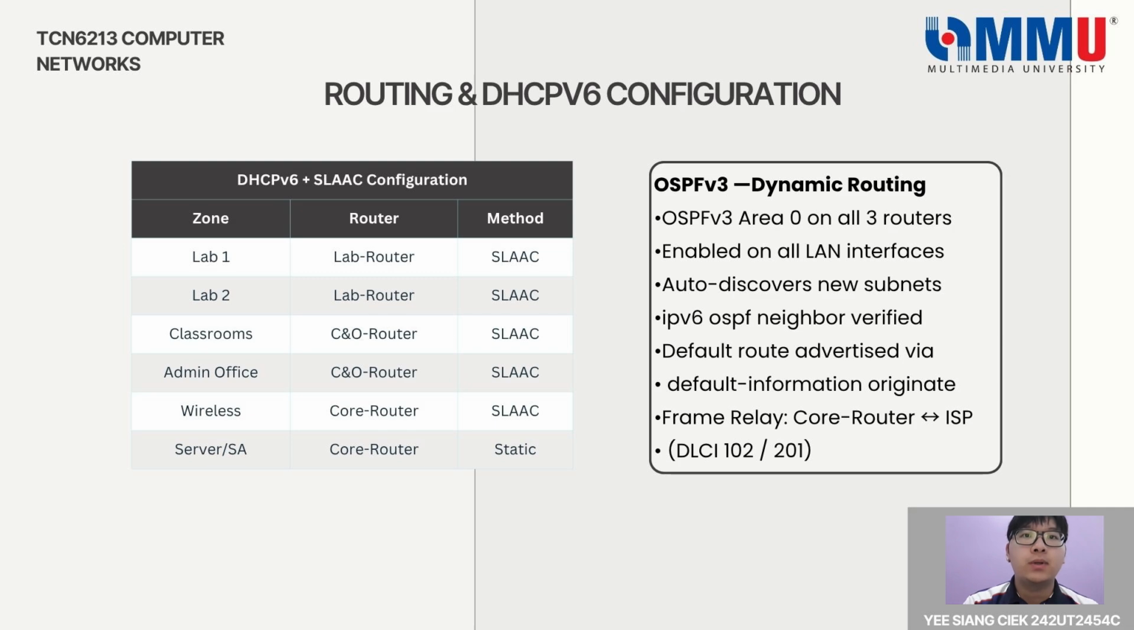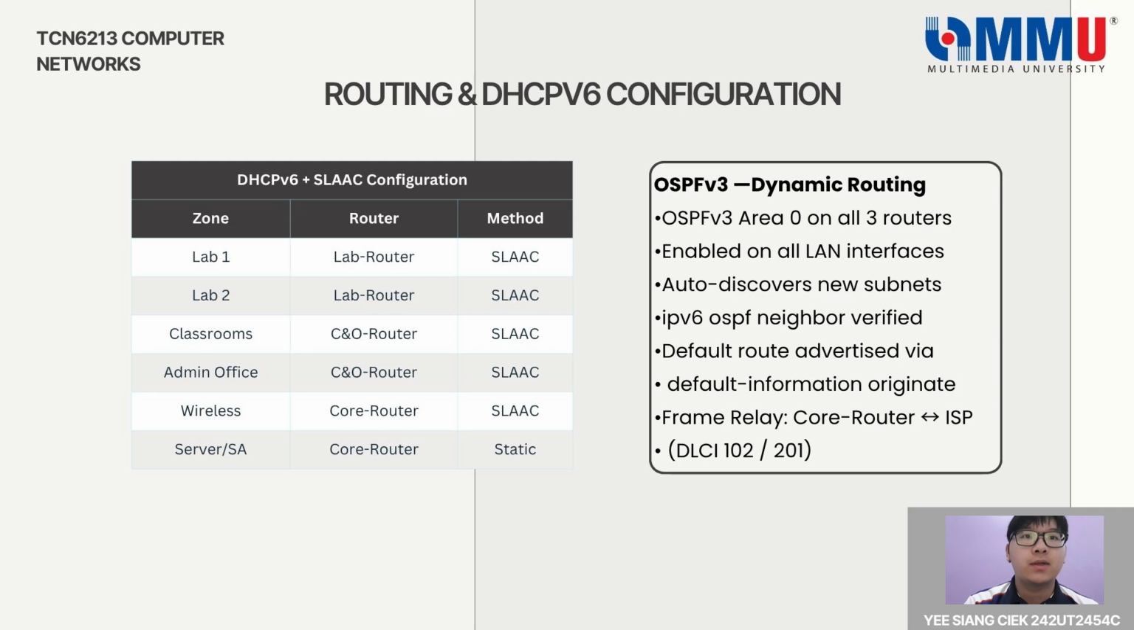The link between the core router and the ISP router uses frame relay with DLCI values 102 and 201 for the two directions. For address assignment, most zones rely on SLAAC. Routers send router advertisement messages, and devices configure themselves automatically.